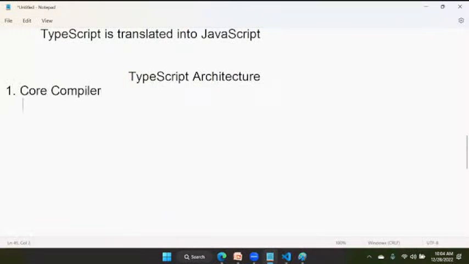Now tell me, as a developer, what is the role of a compiler? A compiler is a translator, right? It translates high level language code into machine code language. So a compiler is a translator which translates a high level language program into machine code language.